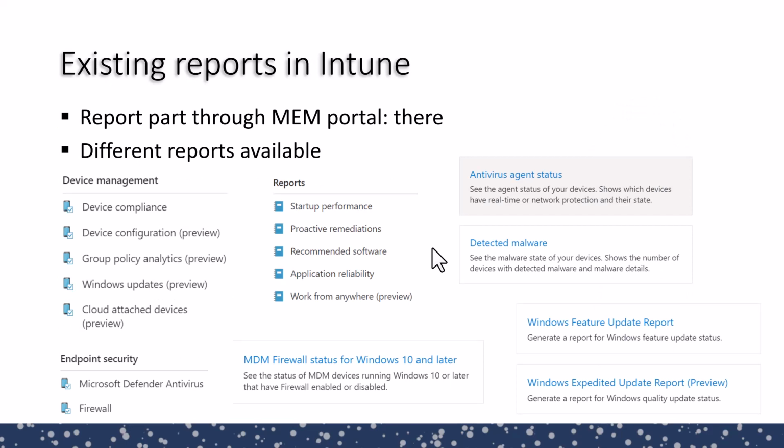So, some overview of existing reports in Intune, like device management. You can access reports in the report part. You can have access to reports for firewall, antivirus, Windows update, Windows feature update, expedited update, etc. There are many useful reports that you can use to detect something wrong, check application status, etc. And the monitor part of Intune is really useful too.